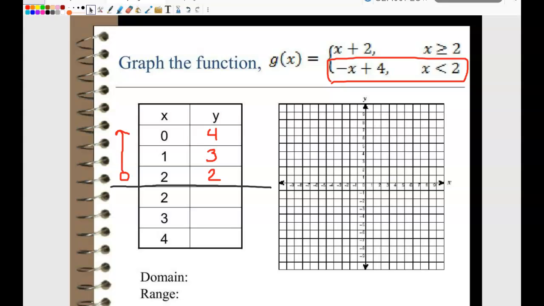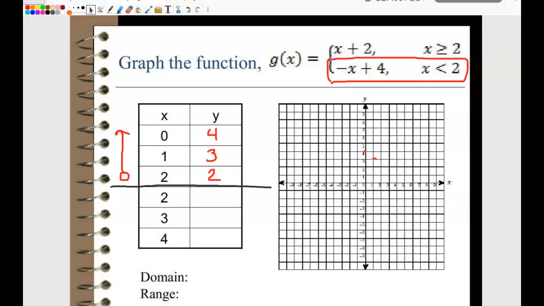Let's plot some points. So you're going to plot the point 0, 4. Jordan, I don't know why that scared you. Did you say oh no? Who said oh no? Oh, sorry.